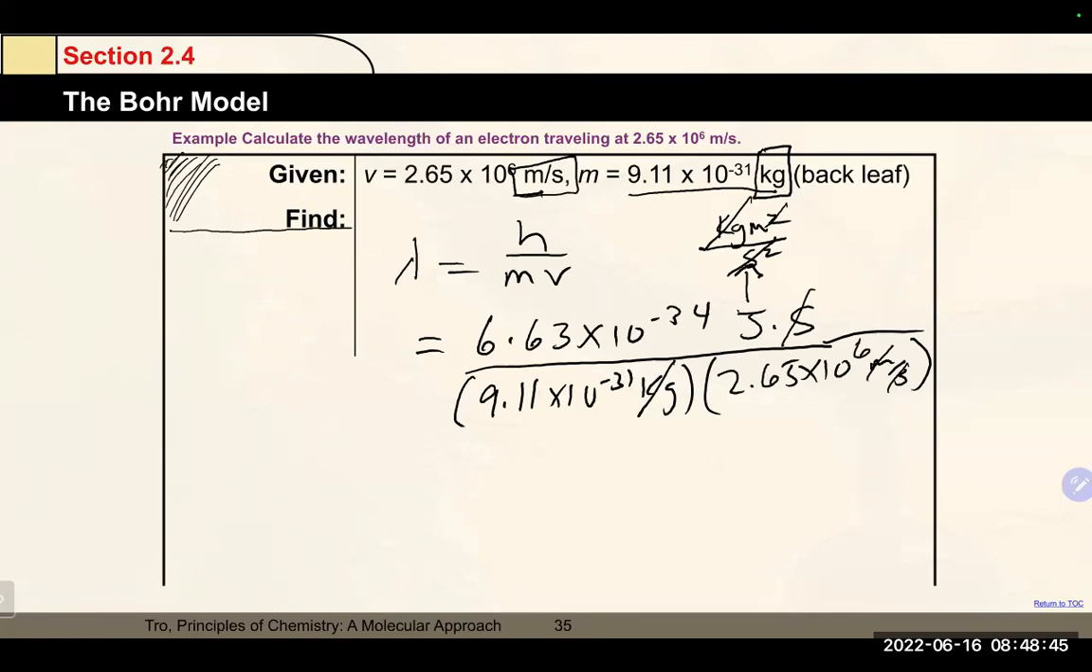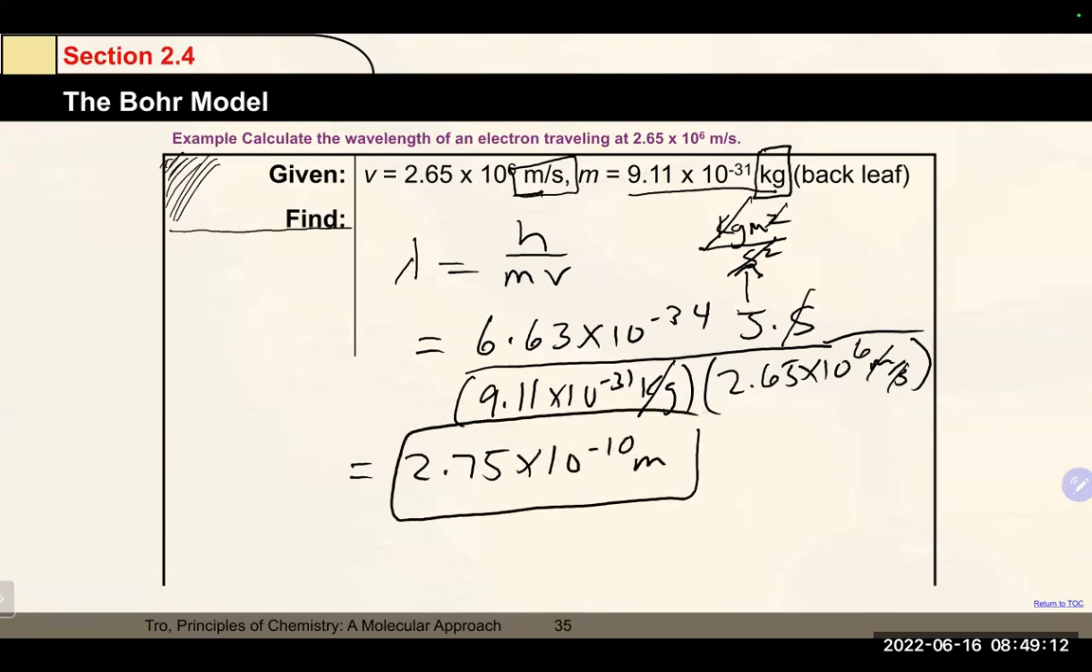That's going to give us 6.63 times 10 to the minus 34 divided by 9.11 times 10 to the minus 31. Personally, I would hit equals at this point and then divide it one more time, 2.65 exponent 6, maybe 6, there we go. Looking like here, 2.75 times 10 to the minus 10 meters in this case would be the de Broglie wavelength for an electron.